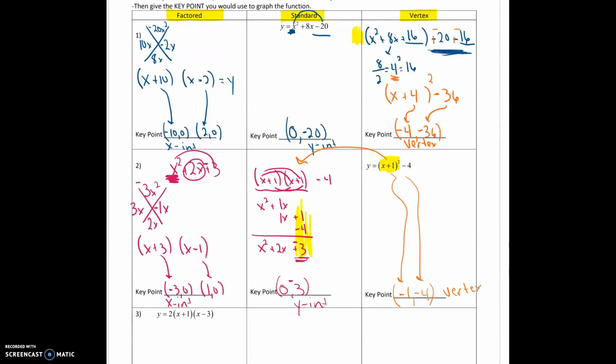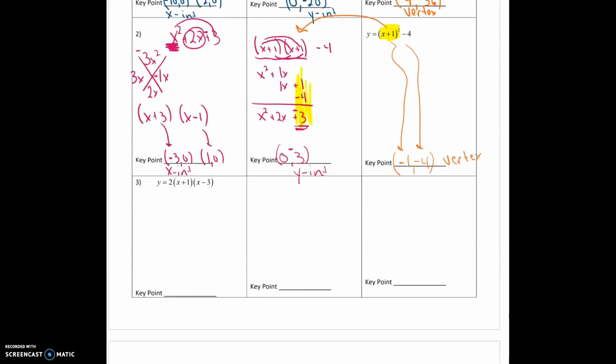All right, moving to the last one of this part. So in this one, I start with factored form. So again, I'm going to go here, and I'm going to get my x-intercepts first. I'm going to take the opposite and do negative 1 with 0, and do the opposite here of 3 with 0. And now I'll get it into standard form, which means I have to go to this one next.